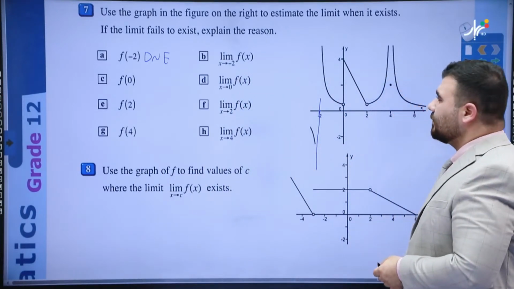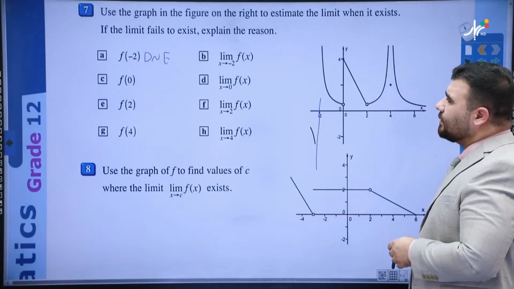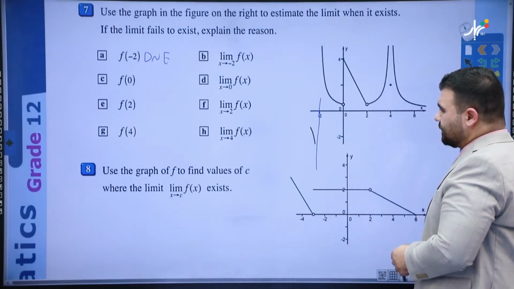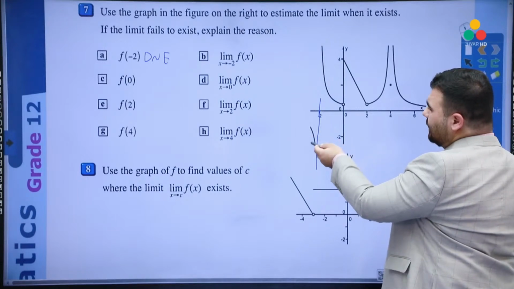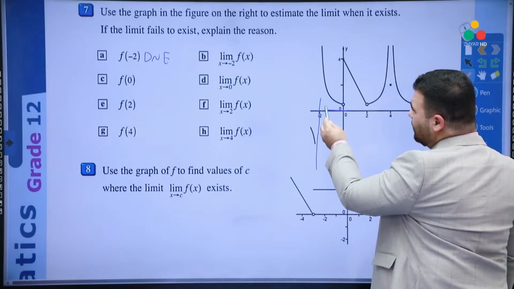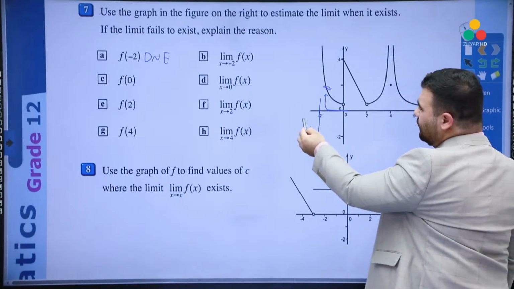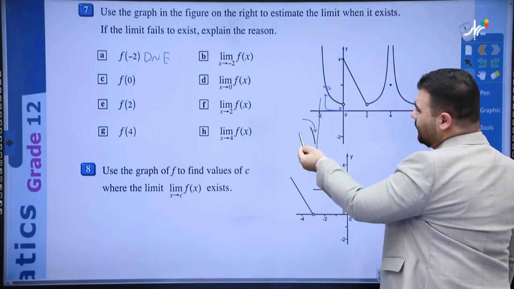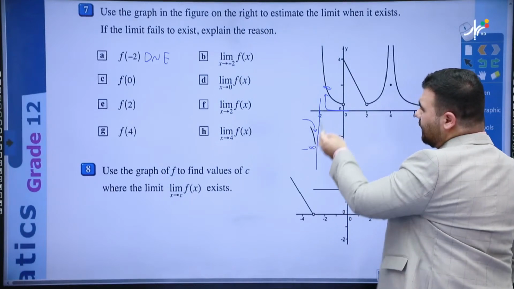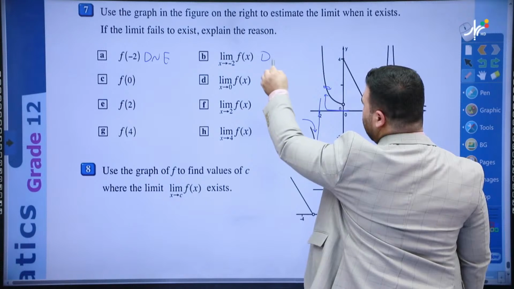We cannot find it. Part B, limit x approaching -2. -2 is here. The graph is broken at -2. If we approach -2 on the right side, it's going up to infinity. If we approach -2 on the left side, it's going down to -infinity. Then the left limit is not equal to the right limit, so this limit does not exist.